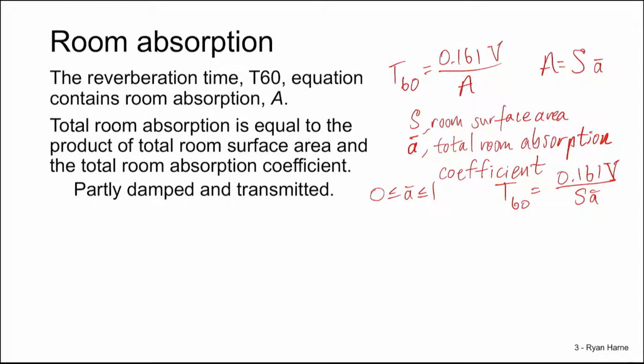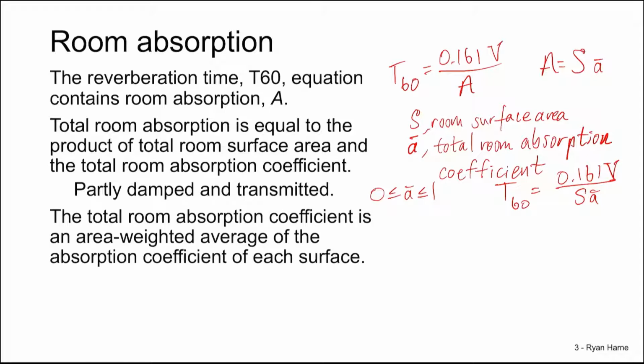Now, for most rooms, the room does not contain one surface treatment. The room is a combination of many surfaces, each having different absorption coefficients. So the total room absorption coefficient is an area-weighted average, where A bar is equal to 1 divided by the total surface area of the room, times a sum over index i of S_i, the individual surface area, and A_i, the individual surface absorption coefficient. And this is for each octave band.